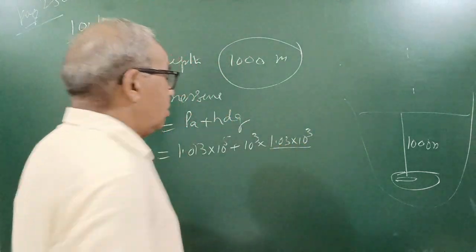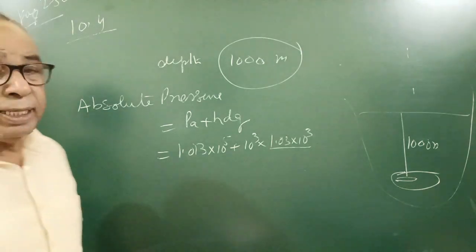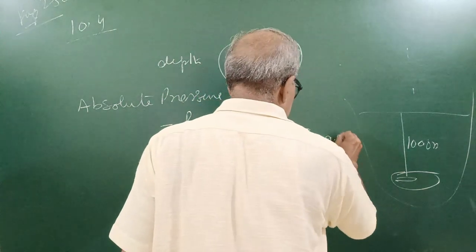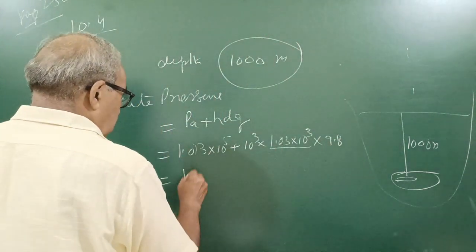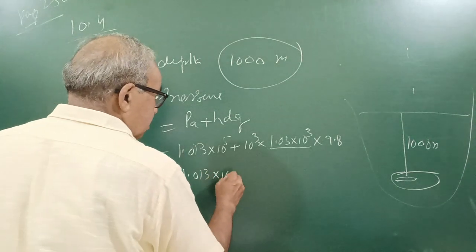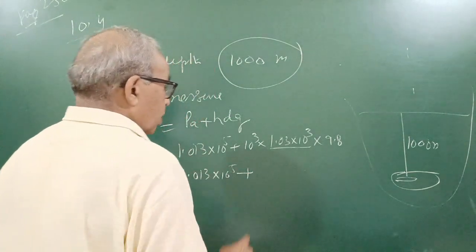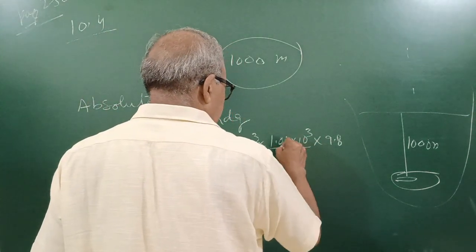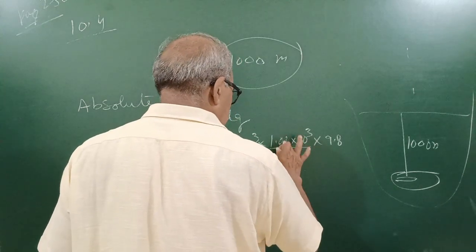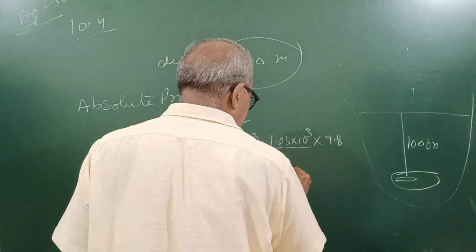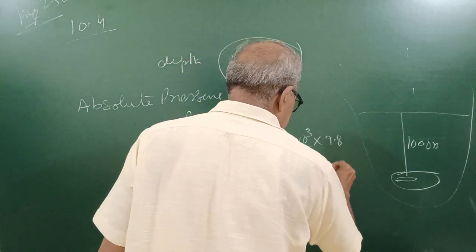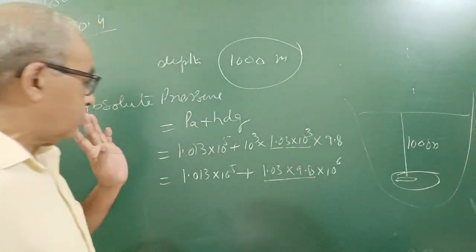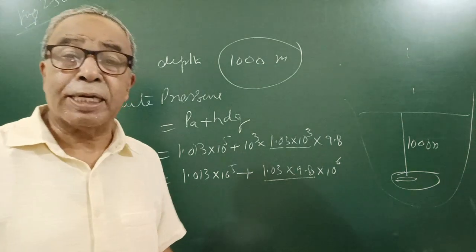This is the density of sea water. Sea water has higher density because of some salts, and g is 9.8. If you solve this: 1.013 × 10^5 plus 1.03 × 9.8 × 10^6. Again there is a problem when multiplying this. Here the power is 6, here the power is 5. So students also get trapped in this calculation.